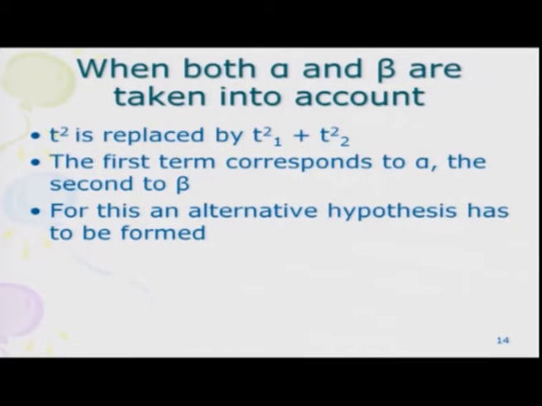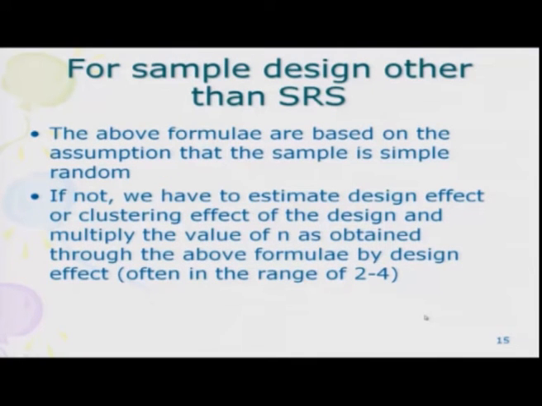So, t square is replaced by t1 square plus t2 square. The first term corresponds to alpha, the second to beta. For beta you have to have an alternative hypothesis. T1 is the value of normal quantile at 0.05 one side test, and T2 is the value at 20% again one side, and then T square is replaced by T1 square plus T2 square.